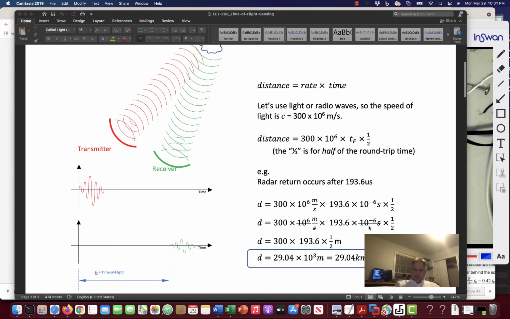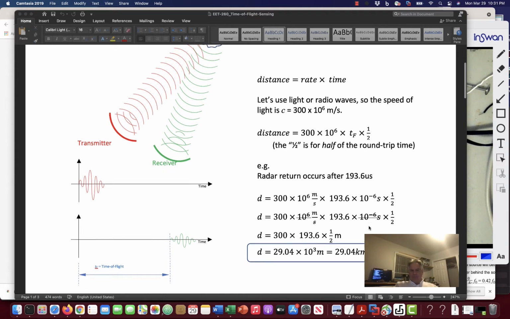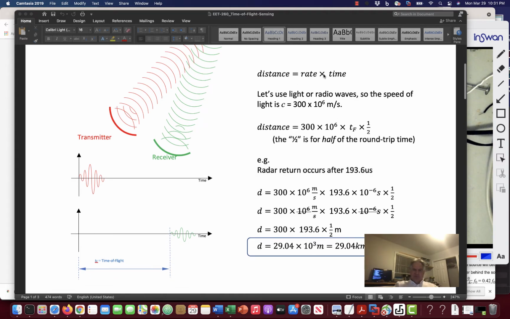The distance equals rate times time equation then basically comes down to this: we don't know the distance, but we do know the rate, and we've measured the time, and we know how to multiply by 1/2. So it's all pretty easy.